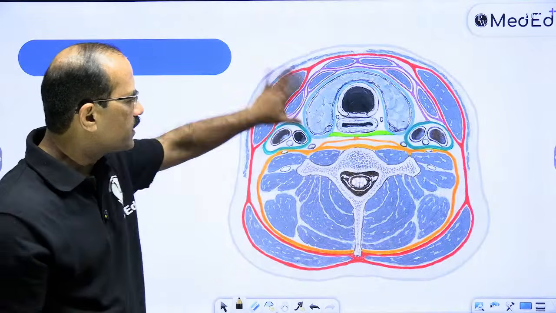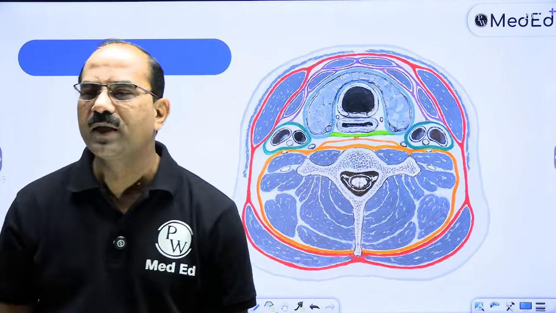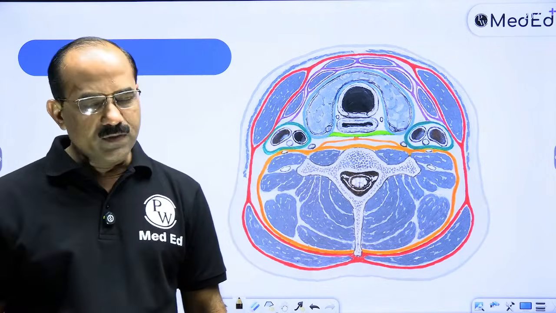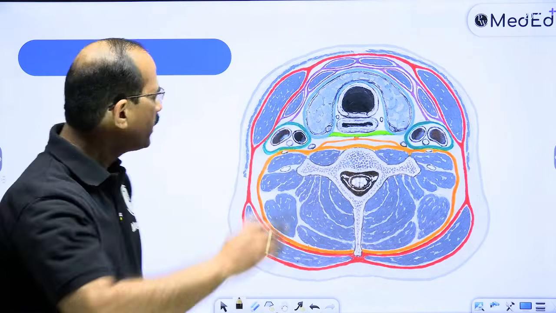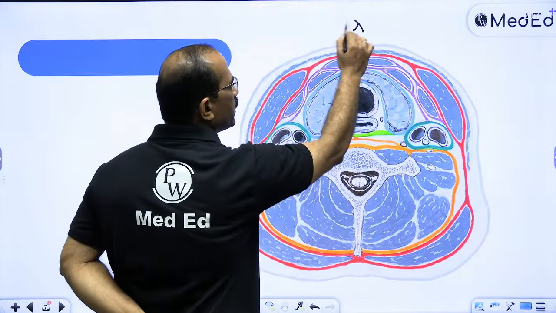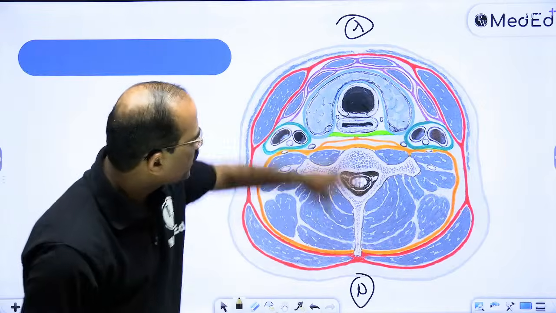Just have a look at this slide. What is this section? How are you looking at this section? Can anyone tell me? This is a section of the neck. Now tell me, this is anterior and this is posterior. Fine. This is a section taken through the neck.